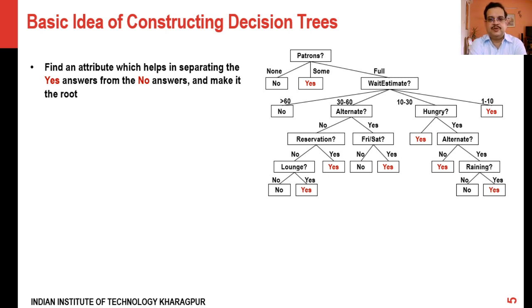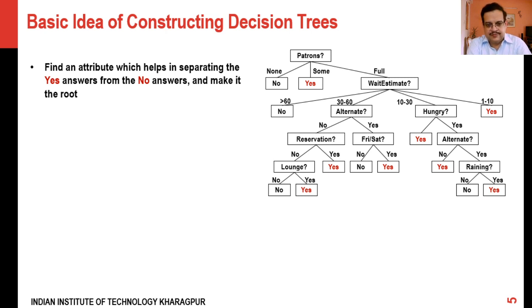So we start from the root. At the root we will try to select a variable which acts as a good discriminator between the yes cases and the no cases. That is, the cases where you decide to wait or the cases where you decide not to wait.